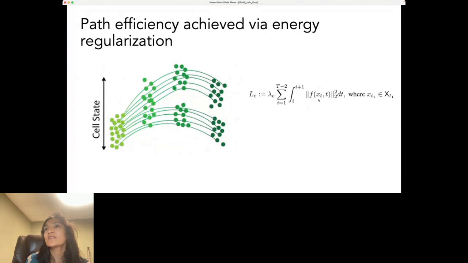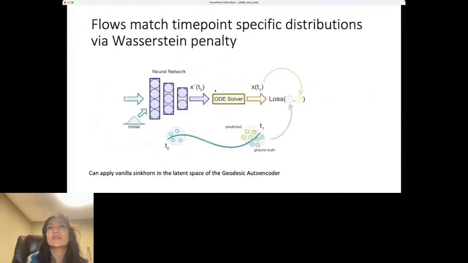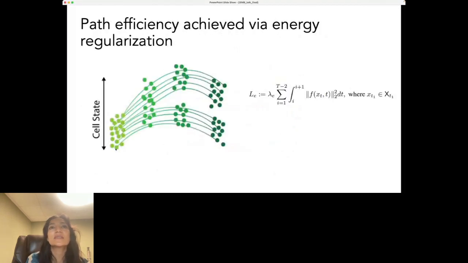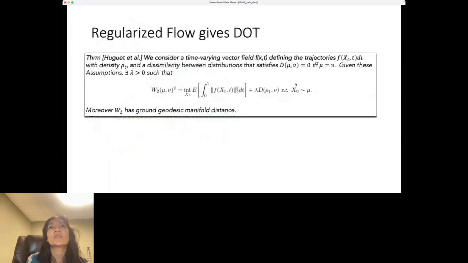We also noticed that if you penalize the magnitude of the derivative, so you try to keep these derivatives as small as possible, then you get smoother paths. And these smoother paths seem more realistic. They're wasting less energy. And it turns out that that gives us a construct that has been recognized before, and it's called dynamic optimal transport.